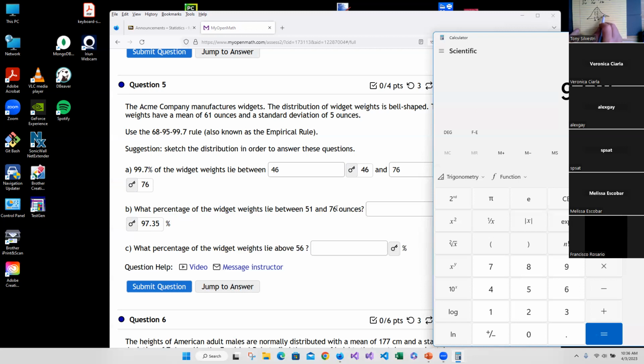All right. Okay. 50% is in this direction. Half the data goes from 61 to infinity. Don't even need sigmas. Anything bigger than 61, 50% of the widgets are going to be that. Now what you want to do is include this range over here. 56 is 1 standard deviation away from the average. And that's half of the 68, which is 34%.